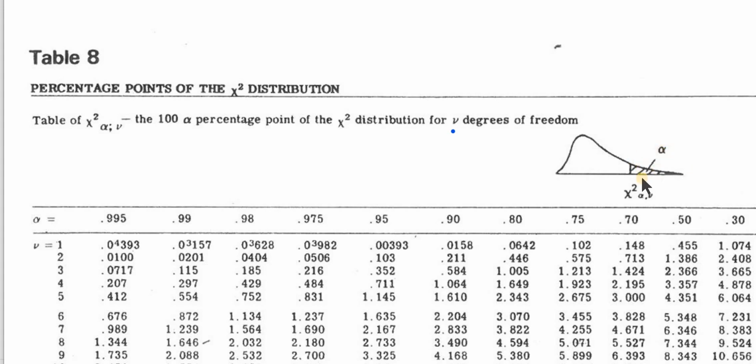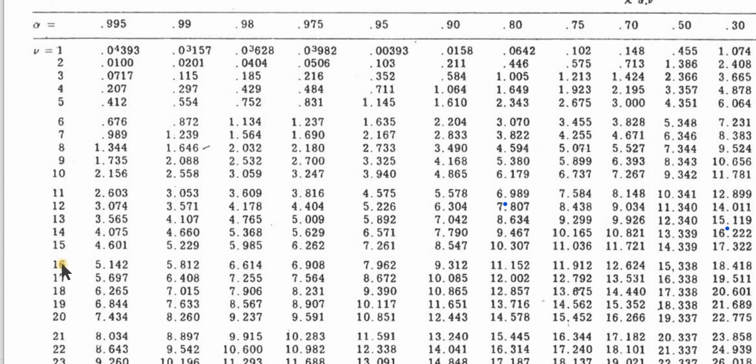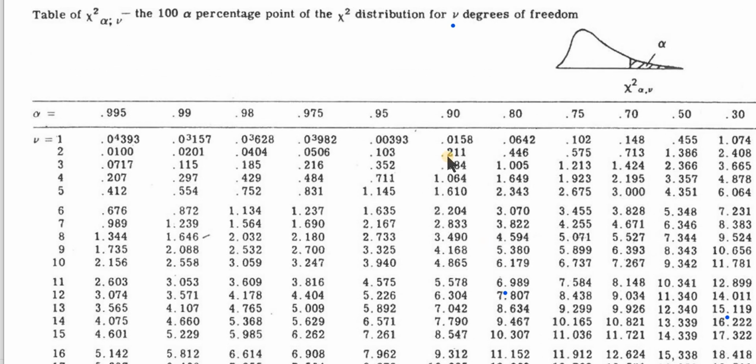Here is the area, and here is the alpha on the horizontal value. You can see that it is less than 1 because it is a probability. And here we have the V on the vertical value, all the values of V, and inside here, similar to T, it is the chi-square value.